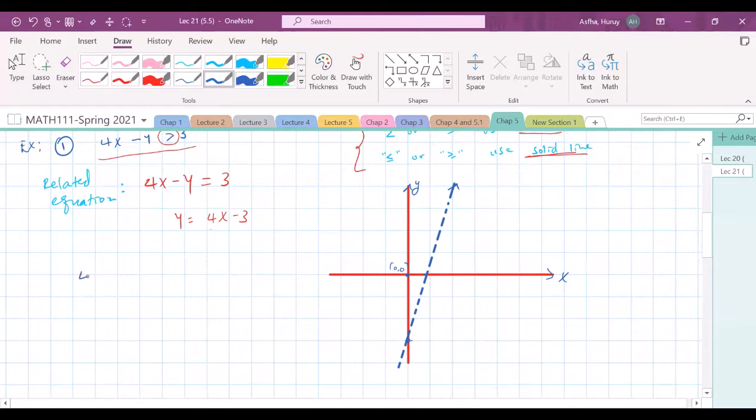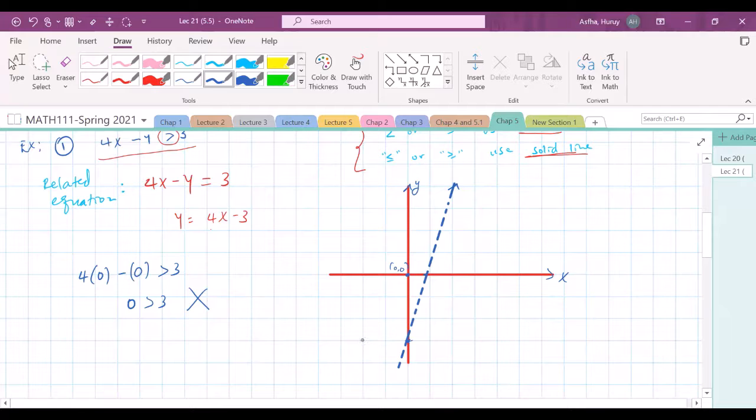So we have 4x - y > 3. With x = 0 and y = 0: 4 times 0 is 0, 0 minus 0 is 0, and 0 is greater than 3. Now, this is not true, right? Therefore, this point that we pick, (0, 0), is representative of the left side area, all of it. If this point doesn't satisfy the inequality, every point on this side doesn't satisfy the inequality.